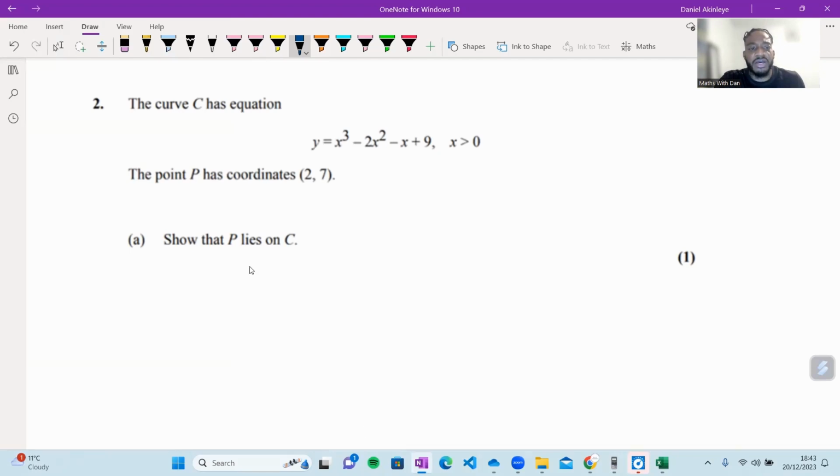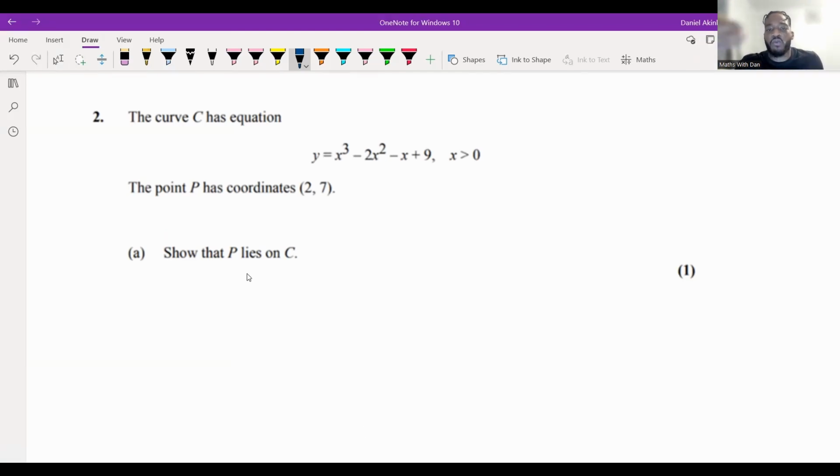Now, to show that a point lies on C, what does it mean when you have a curve and a point that lies on it or passes through it? It means that the values of x and y must satisfy this equation here. So all you're going to be doing is plugging in x equals 2, and you should expect to get 7 out, because that's what it means if it lies on C.